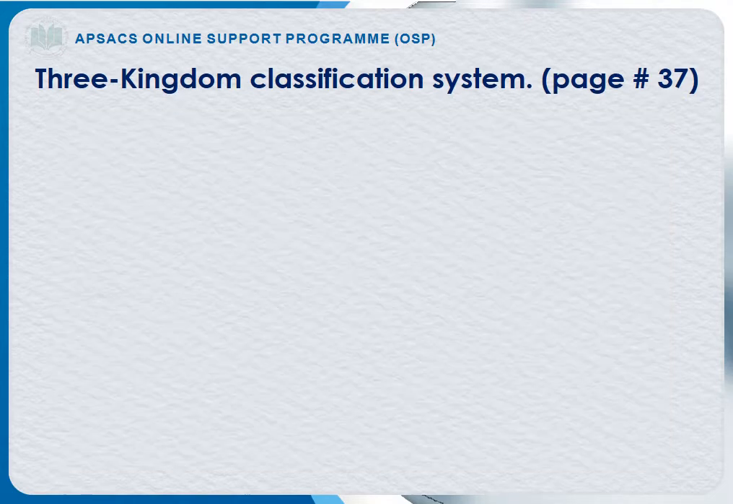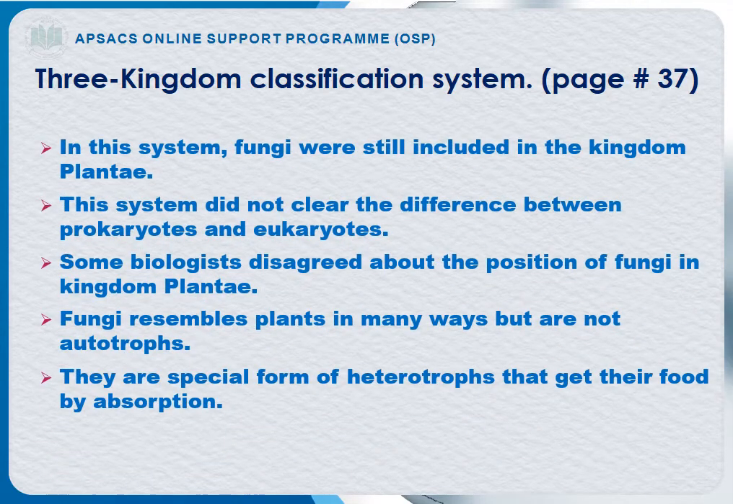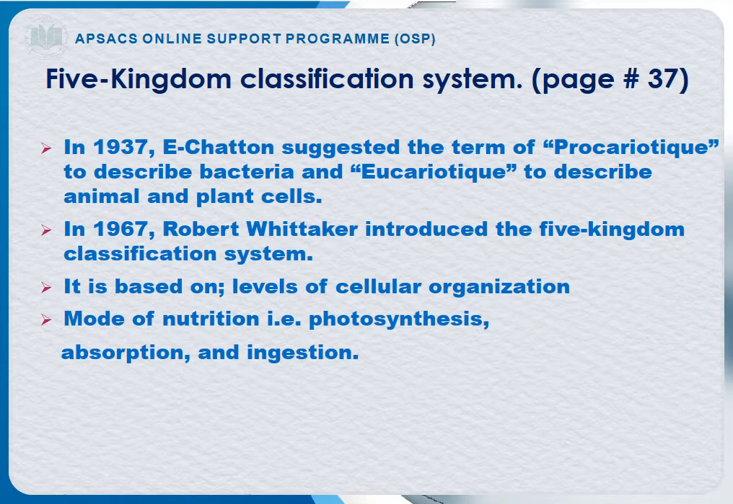Three Kingdom Classification System. In this system, fungi were still included in the kingdom Plantae. This system did not clear the differences between prokaryotes and eukaryotes. Some biologists disagreed about the position of fungi in the kingdom Plantae. Fungi resemble plants in many ways but are not autotrophs. They are a special form of heterotrophs that get their food by absorption.